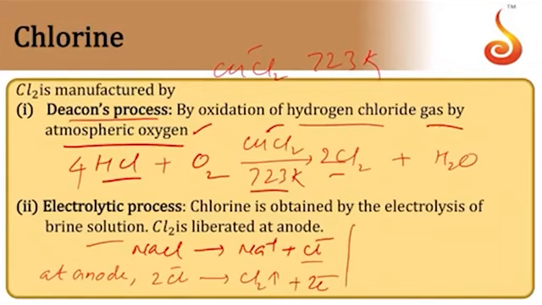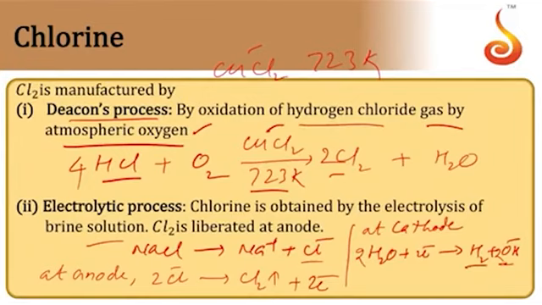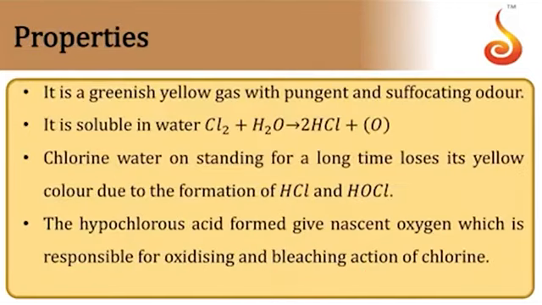At the cathode, actually water molecules get reduced. So at the cathode, H2O gets reduced because of the electrons which are given there. It forms H2, and OH- ions are produced. So there is liberation of OH- ions and liberation of H2 gas at the cathode. So brine solution upon electrolysis will liberate chlorine gas at the anode.